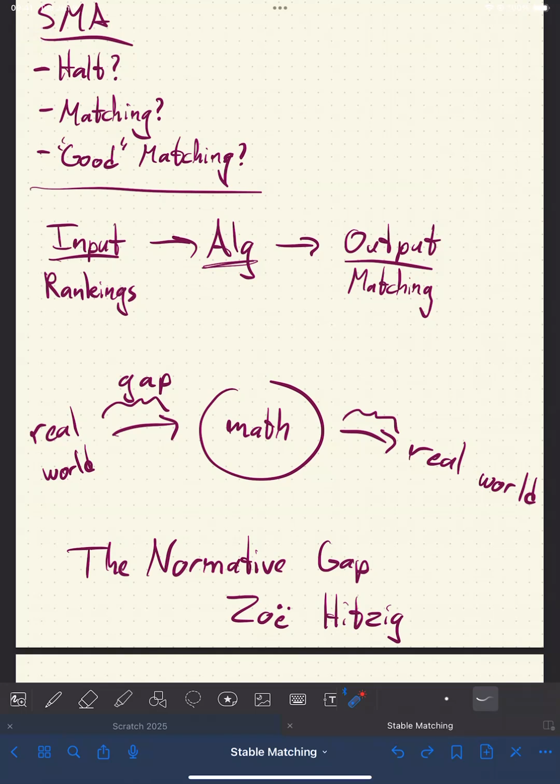Before we do just that, no, we're going to prove this first. We're going to prove the simplest thing first. We're going to prove that it halts. Before we even define what a good matching is, we're just going to prove that it halts at least. All right, so let's go ahead and do that.